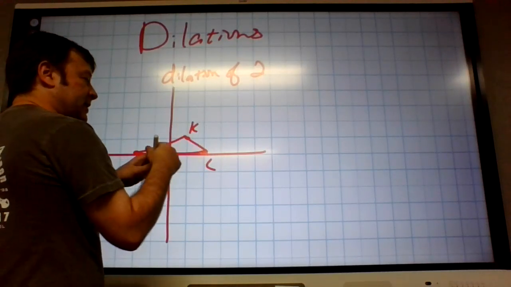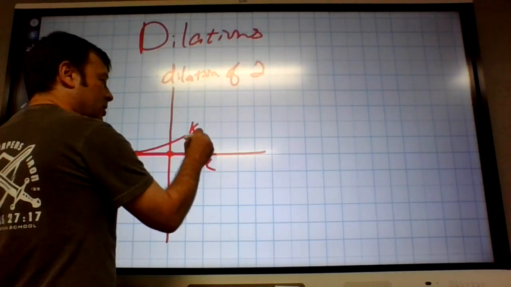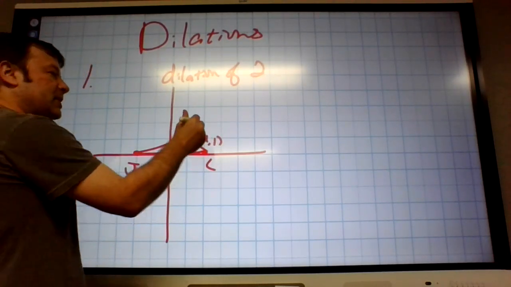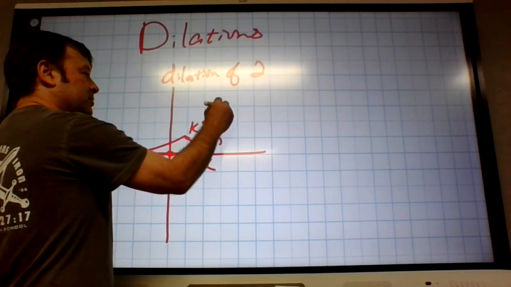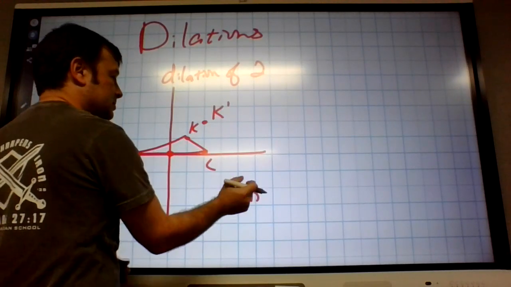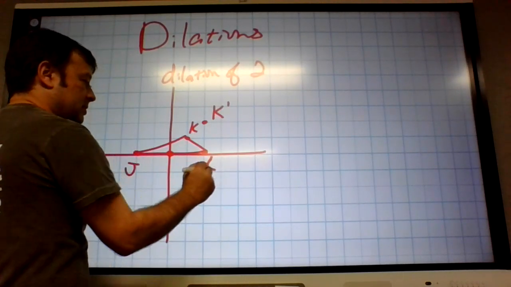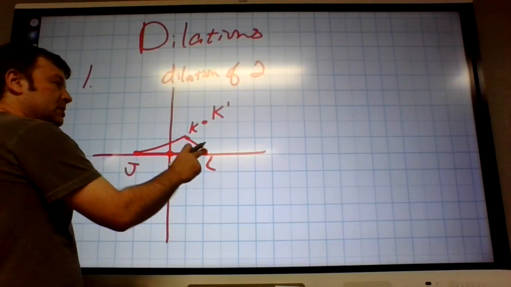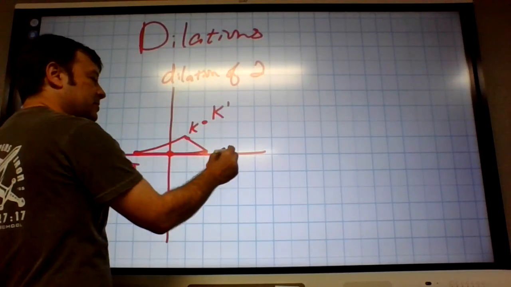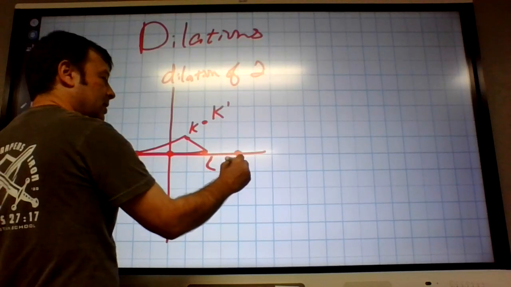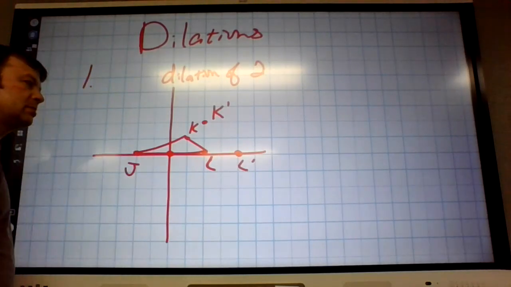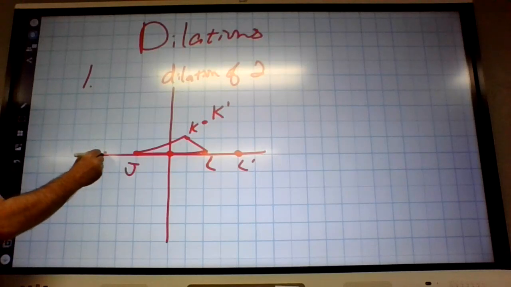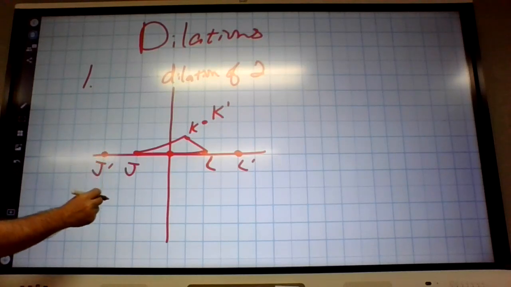So if K right now is at 1, 1, you're just gonna do it times 2, and K prime is gonna be at 2, 2. All right. L is at 2, 0. So times 2, that would be 4, 0. And J is at negative 2, 0, so it'll be J prime negative 4, 0.